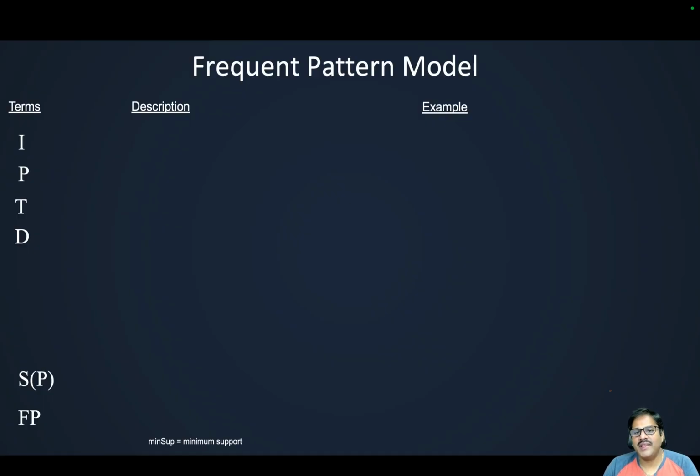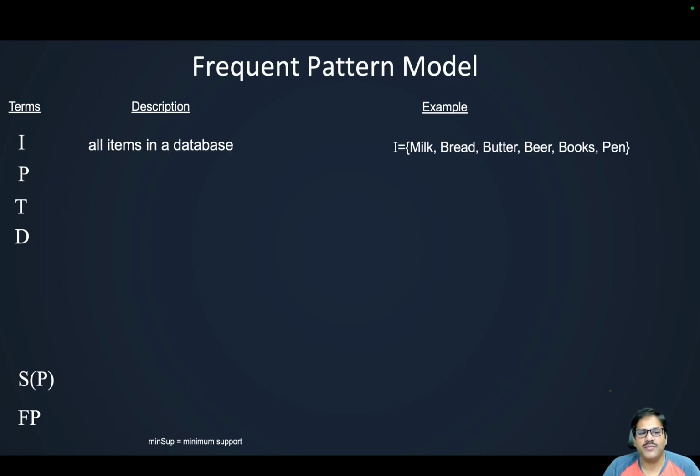To explain the frequent pattern model, I am going to present the terms that we are going to use, then the description of the terms, and also an example. Looking at the terms, the term I stands for all items in a database. For example, in our supermarket, the items are milk, bread, butter, beer, books, and pen. A pattern represents an itemset. For example, milk and beer is a pattern.